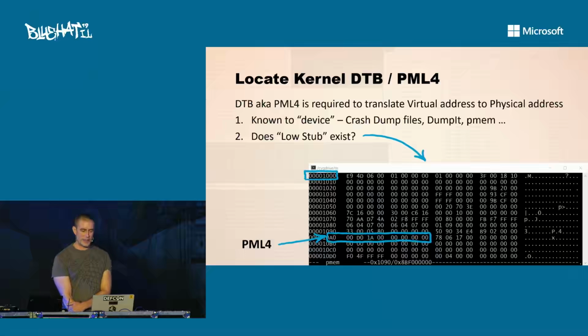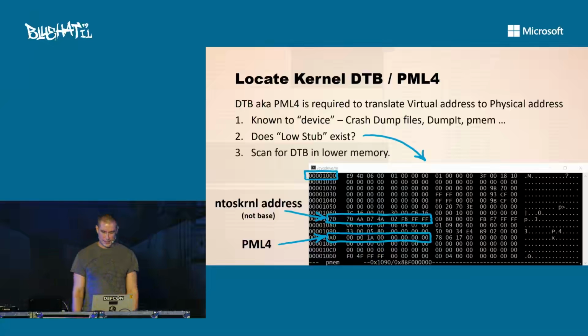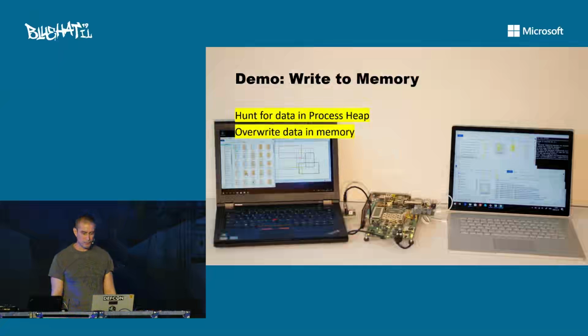At offset A0, we have the PML4 of the kernel. And at offset 70, we do have an entry into the kernel. It's not the base of the kernel, but it's kind of fine because it's not too many pages to scan back a few pages, so it's not really impacting performance. And as a last resort, if we don't find it, we might have to do some scanning as well.